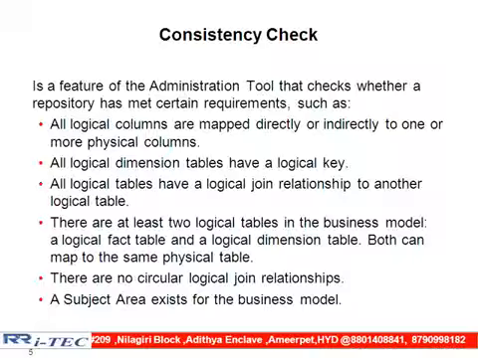Second point, it checks whether each and every dimension table has a key column or not. Third, it checks whether all the tables have correct joins or not. Logical joins are available or not. Fourth, it checks that each and every business model has a minimum of 2 tables.